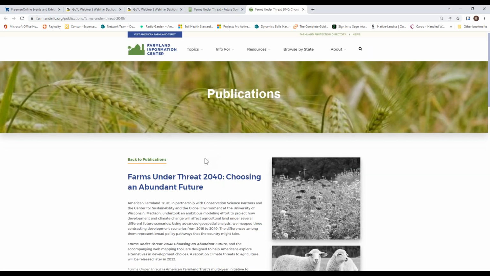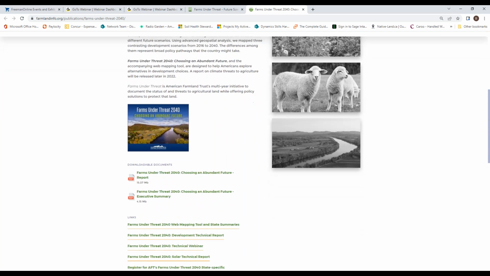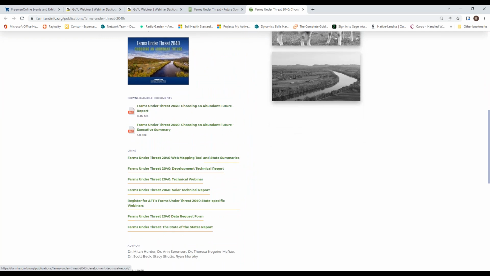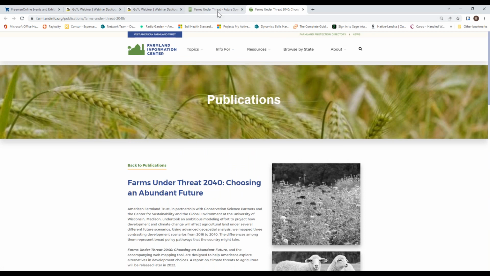This takes you to our Farmland Information Center, where you can again get to the full report, the executive summary, and then you see all these detailed things. So there's technical reports around, again, some of the data layers and what went into them. There's that solar technical report that Jean mentioned. And then you see the state of the states down there at the bottom. So if you want to go back and look at that actual conversion and more of that information there, you can find it. So that's that.